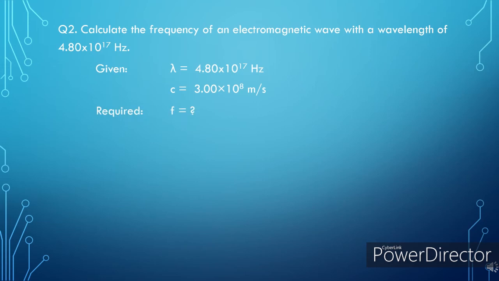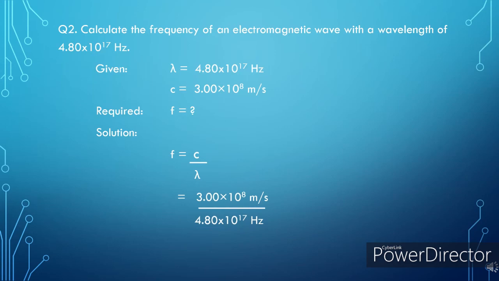For our solution, we are going to use the formula f equals speed of light divided by wavelength. We will substitute the value of c, which is 3 times 10 raised to 8 meters per second, divided by the value for wavelength, that is 4.80 times 10 raised to 17 hertz. If we are going to divide these values, the value for f, which is our answer, will be 6.25 times 10 raised to negative 10 meters.